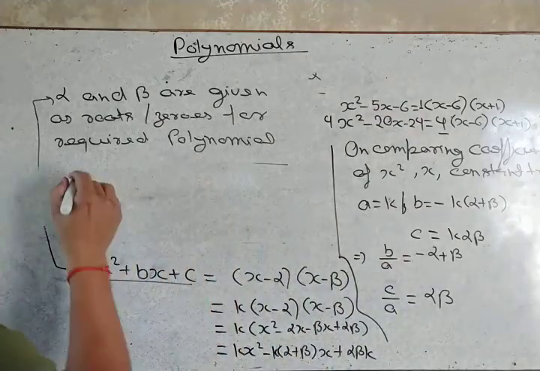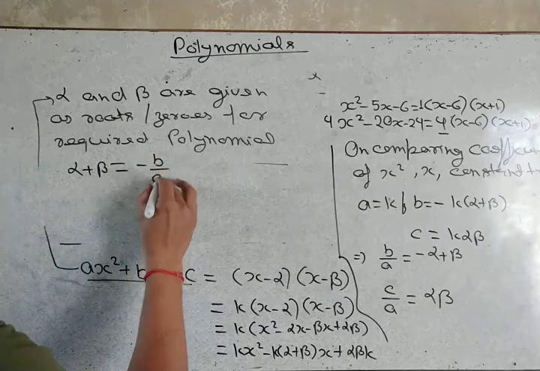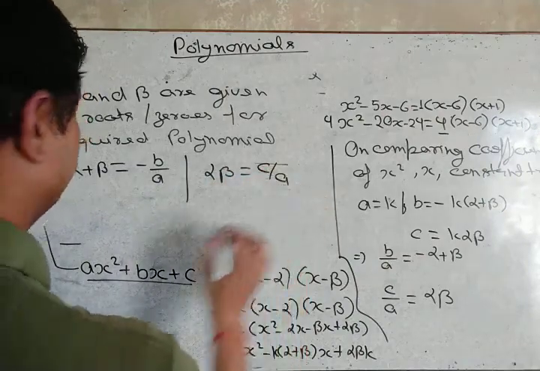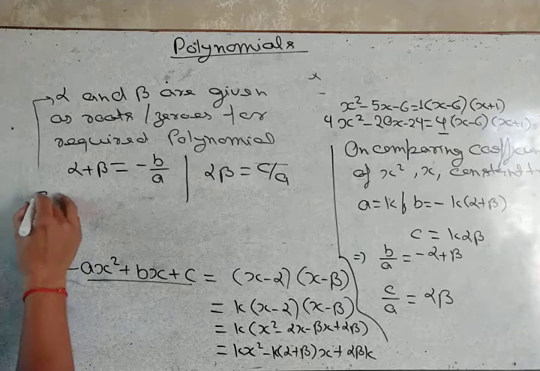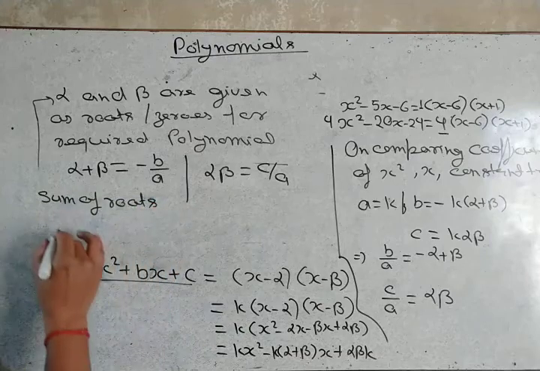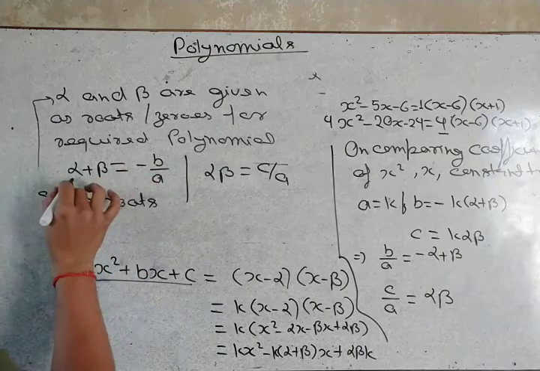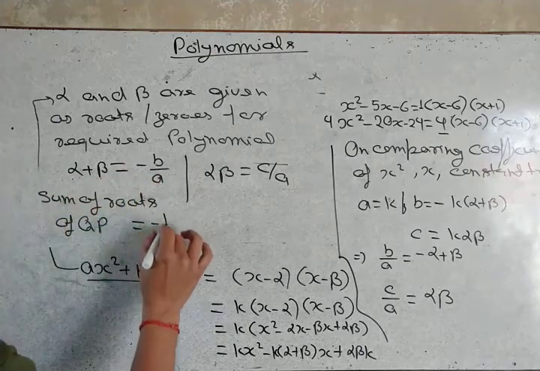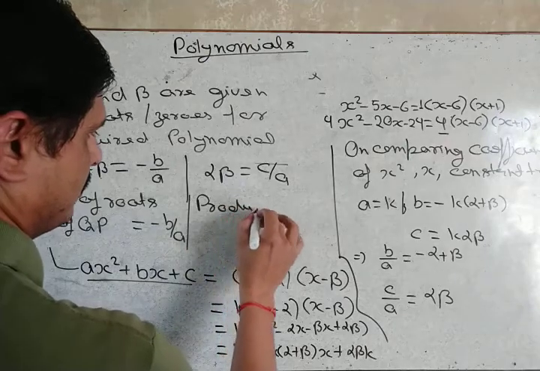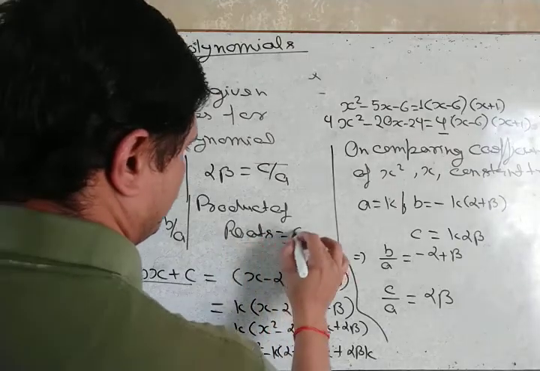So if we take the equation like this, alpha plus beta we take here and write minus b by a, and alpha beta we take here and write c by a. So you can say the sum of the roots of a quadratic polynomial is minus b by a, and the product of the roots is c by a.